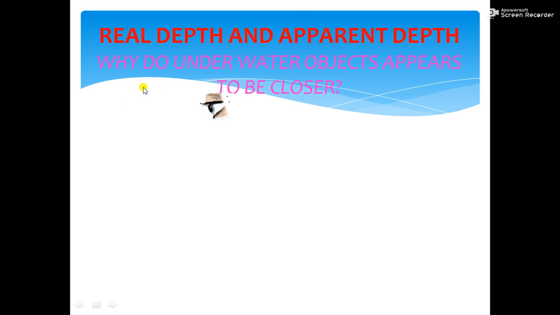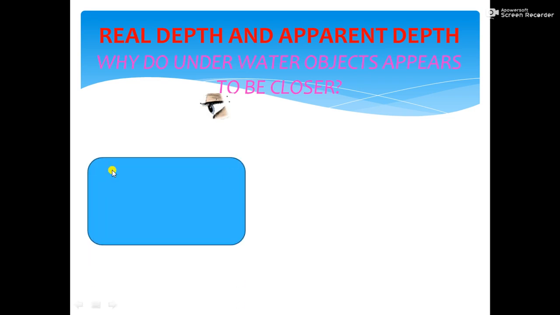Let us discuss the concept with an activity. Why do underwater objects appear to be closer? Here the medium is water. Consider this medium water, and an object, a coin, is kept at the bottom of the water, and an observer is viewing from outside, that means from air.